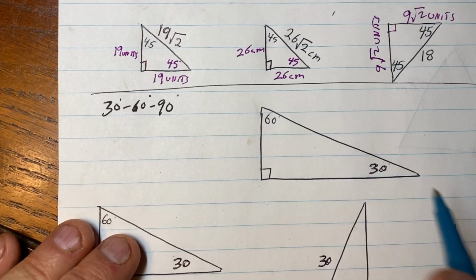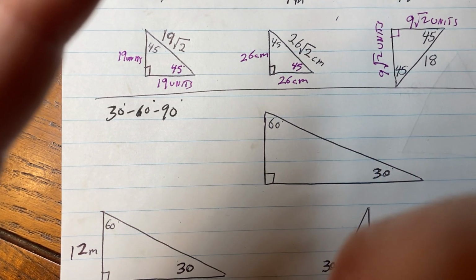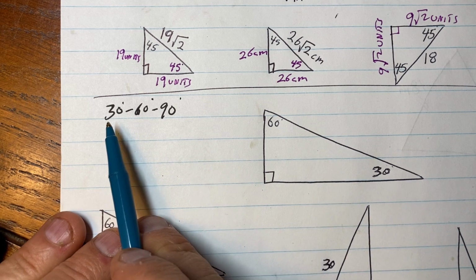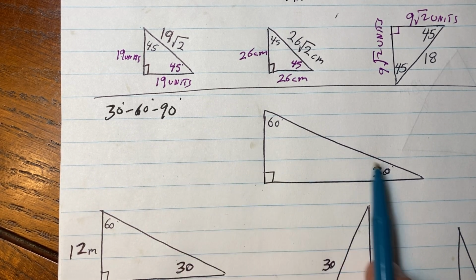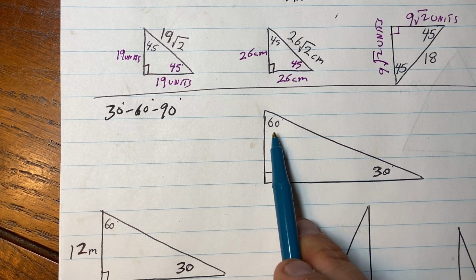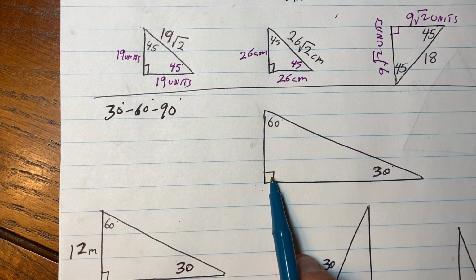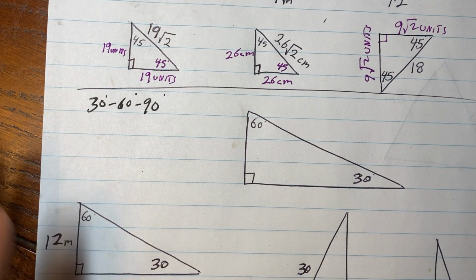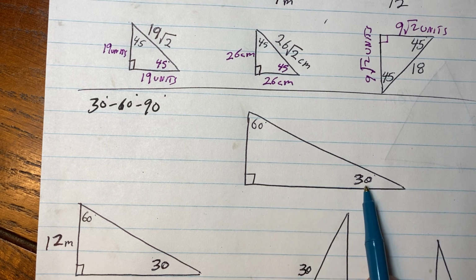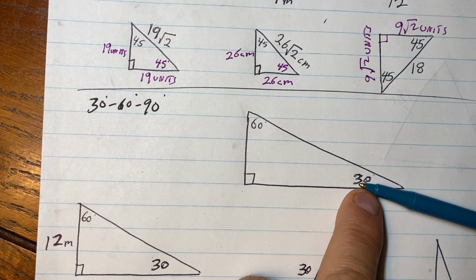What about this one? Okay, a 30, 60, 90 triangle. Here's a triangle with angles of 30 degrees, 60 degrees, and 90 degrees. The special thing about this triangle: find the angle with 30 degrees, find the side opposite that.